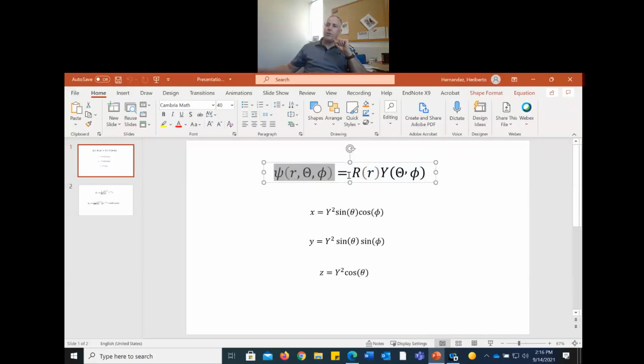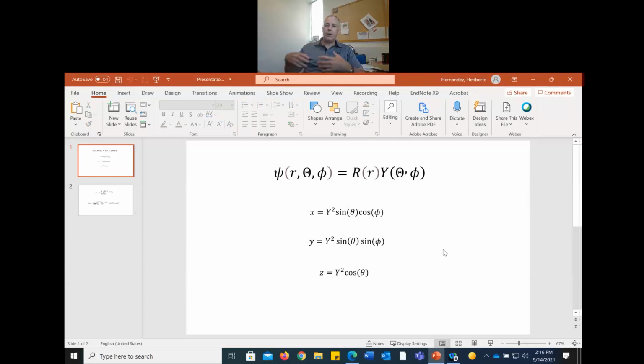So remember the wave function psi, we put it as a product of two different wave functions, R, which is the radial distribution function, and Y of theta and phi. These Y of theta and phi are what we call the spherical harmonics. Okay, now we need to plot this in spherical coordinates. So we know that x is sine of theta cosine of phi, y is sine of theta sine of phi, and z is cosine of theta, and then they're multiplied by r using the square.